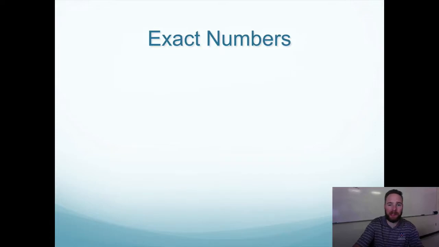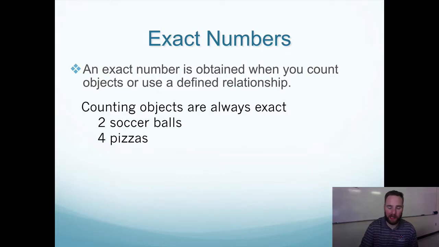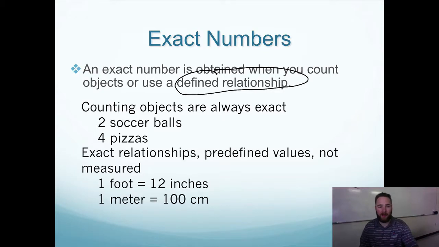So let's look a little bit at exact numbers. Exact numbers are obtained when you count objects or use a defined relationship. And again, I would say the key words there are defined relationship. Counting objects is always exact. I can count 2 soccer balls. I can count 4 pizzas. And I'm going to be right.